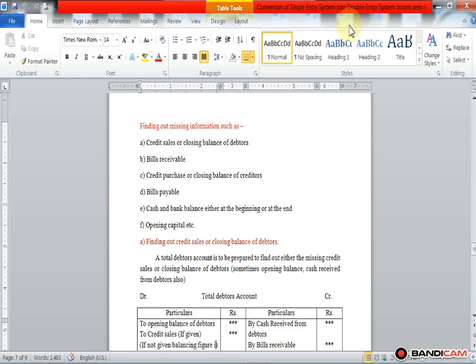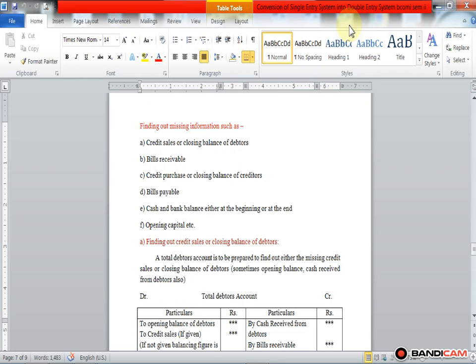Next one is bills payable. The bills payable account is prepared to know the closing balance of bills payable and the bills accepted during the year. So we prepare the bills payable account to know the closing balance of bills payable. If the closing balance of bills payable is given in the problem, then we find out the bills payable accepted during the year.